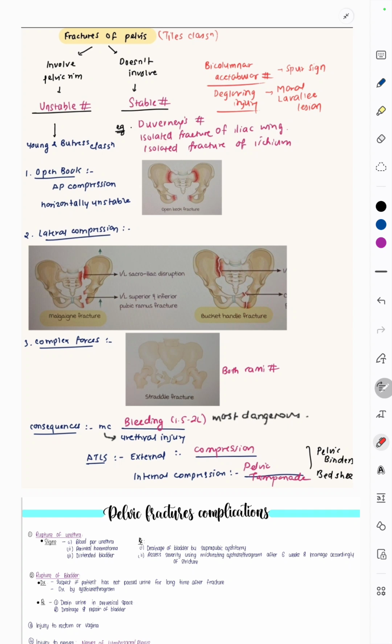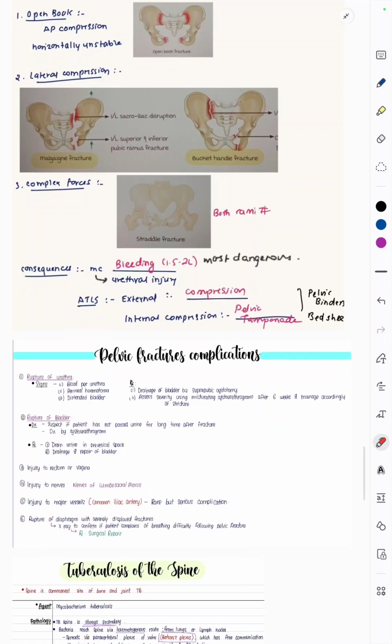If it's an unstable fracture, it has further classification, the Young and Burgess classification. First is the open book fracture, wherein it is horizontally unstable, and this is caused by anterior posterior compression. Then lateral compression fracture. There is Malgaigne's fracture, where the ipsilateral superior pubic ramus as well as ipsilateral sacroiliac joint disruption takes place. If the ipsilateral superior and inferior pubic rami are affected along with the contralateral sacroiliac joint, that is called the bucket handle fracture. And in complex fracture, both the rami are involved. That is called a straddle fracture.